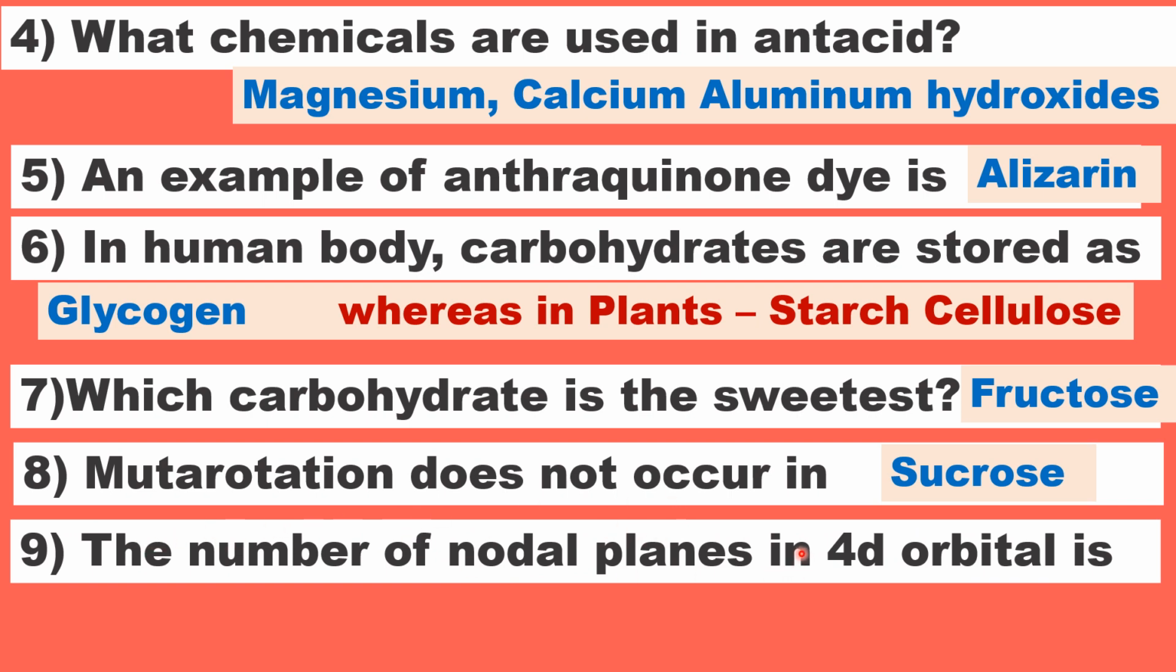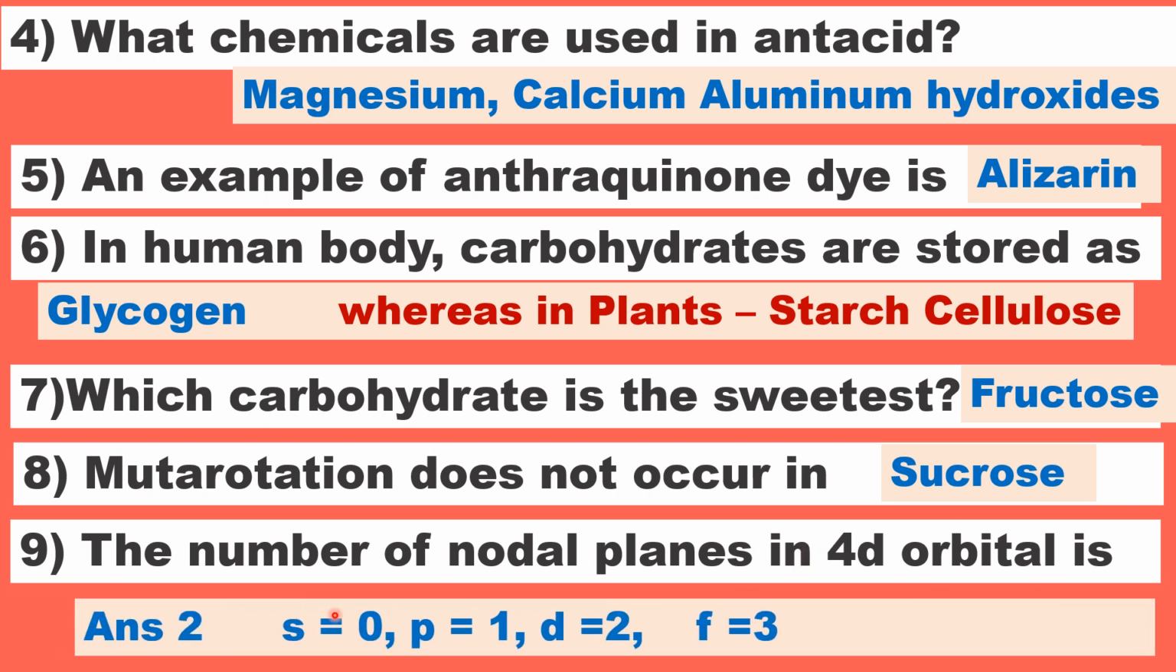How many nodal planes are there in 4d orbital? The answer is 2. What is nodal plane? It is a plane where there is no electron density, where the electron density is 0. For s orbital, it is spherically symmetrical. So, it has 0 nodal plane.